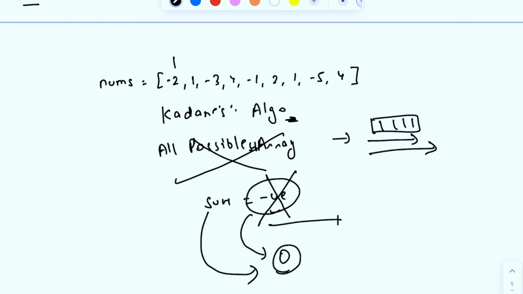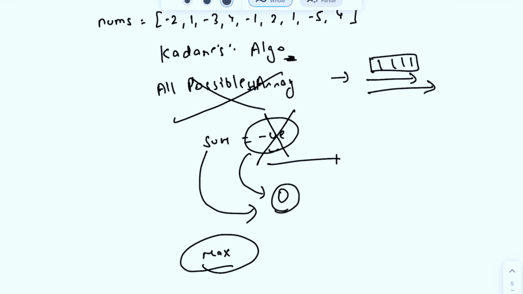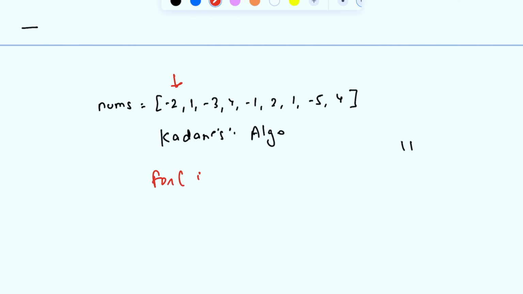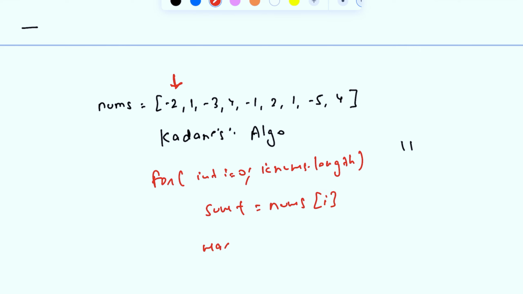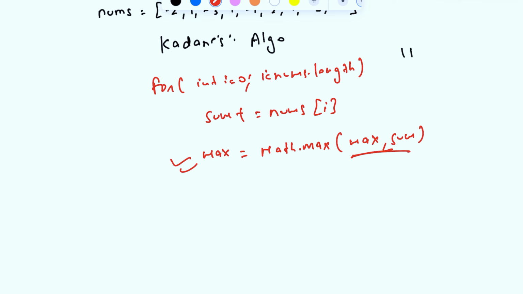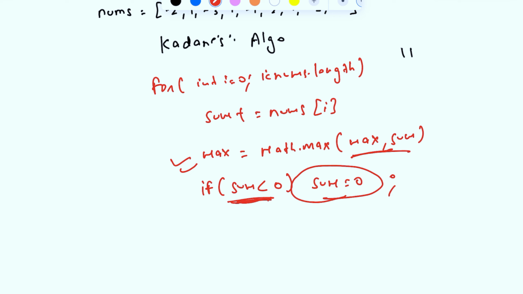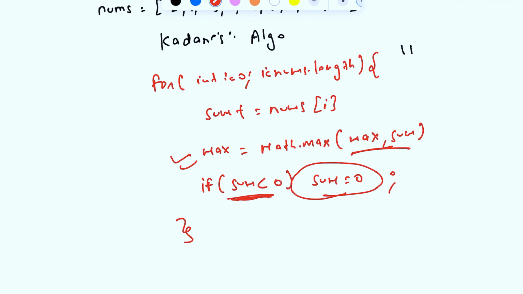We will start from here. Let me erase all the things. This is my loop, i less than nums.length. First I will figure out sum plus equals nums[i]. And this is my max, and inside this max I'm making a comparison between max and sum, and whatever the maximum you find out from these two, just take it and update it in my max. And what I'm checking: if the sum at any point becomes less than 0, then there is no point in carrying that sum ahead. Just reset it to 0. This is the whole idea, and this is how we are going to traverse.